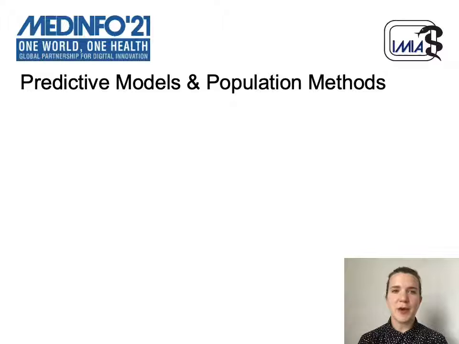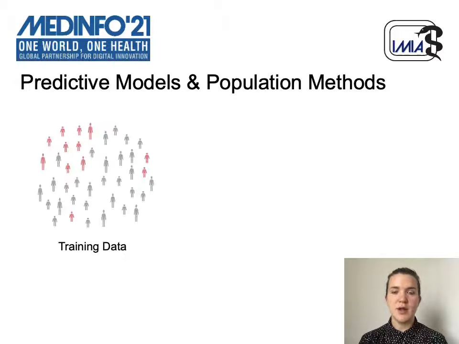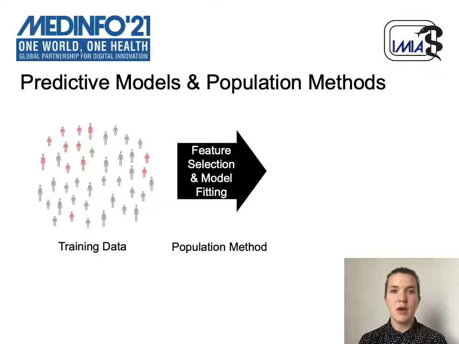So first I'll talk about predictive models for predicting patient outcomes and population machine learning methods that are often used to construct these predictive models. Given a large training data set of patients for whom we know a given outcome, we can apply population machine learning methods that perform feature selection and model fitting to construct a model that is optimized to predict well on average for future members from that population.